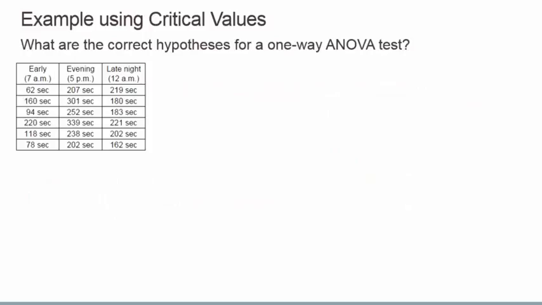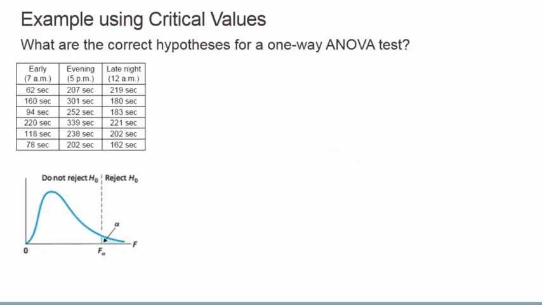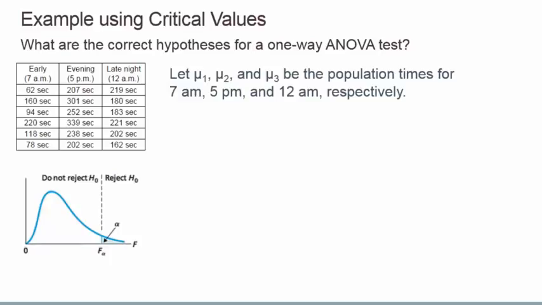What are the correct hypotheses for a one-way ANOVA test? So we have the sketch of what our F score would look like with our rejection region and our do not reject region. Let mu sub 1, mu sub 2, and mu sub 3 be the population mean times for 7 a.m., 5 p.m., and 12 a.m. respectively. Step 1, we want to find H sub 0 and H sub a.